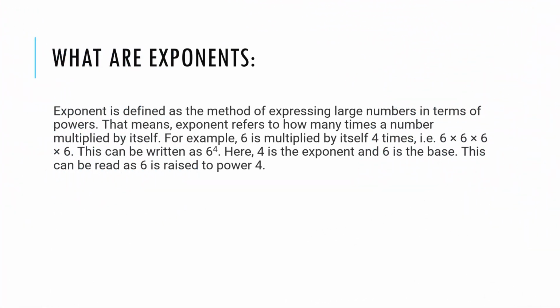What are exponents? Exponent is defined as the method of expressing large numbers in terms of powers. That means exponent refers to how many times a number is multiplied by itself. For example, 6 is multiplied by itself 4 times. That is 6 into 6 into 6 times 6. This can be written as 6 power 4. Here 4 is the exponent and 6 is the base. This can be read as 6 raised to the power 4.